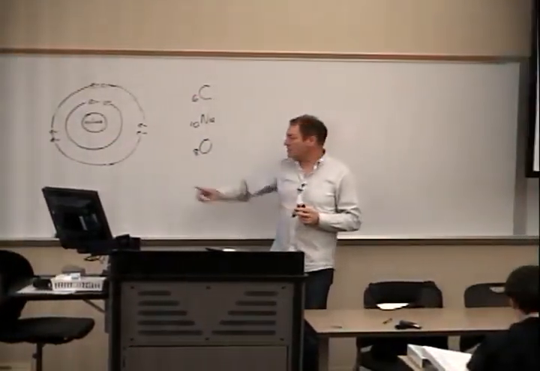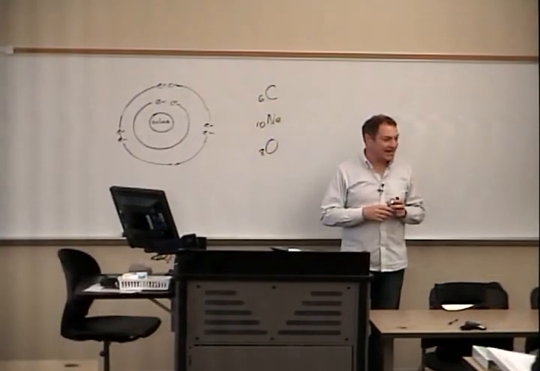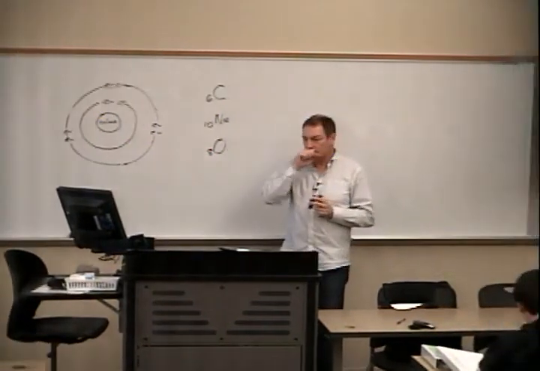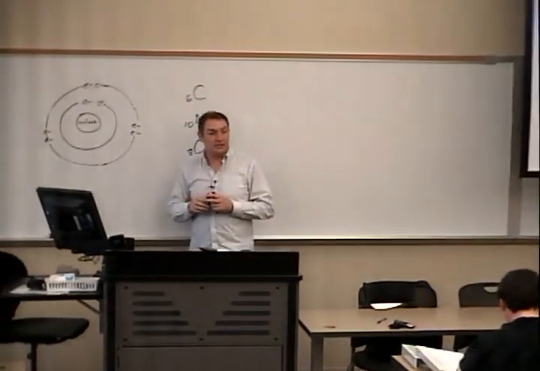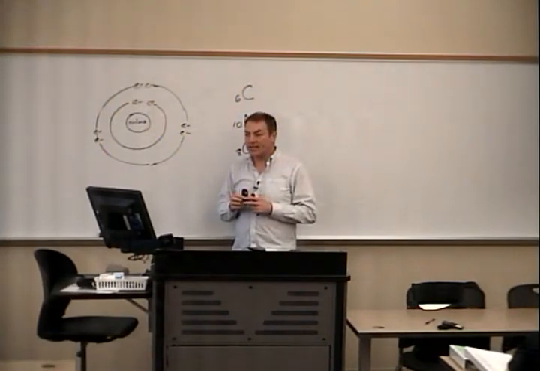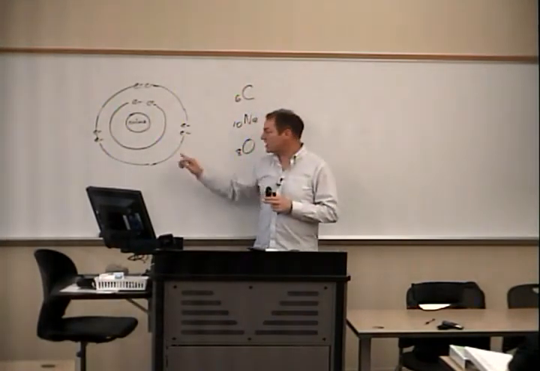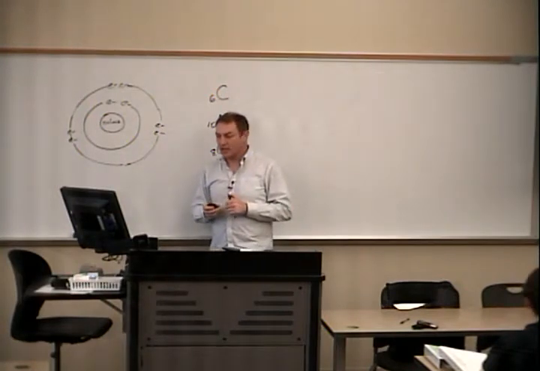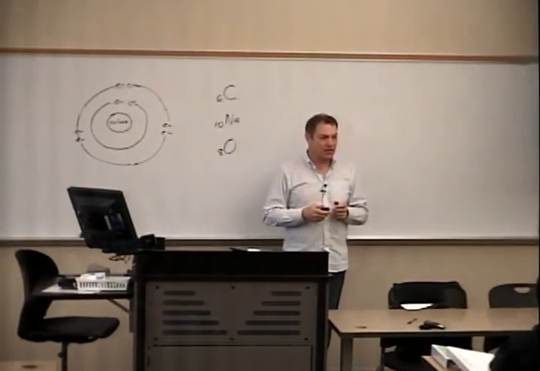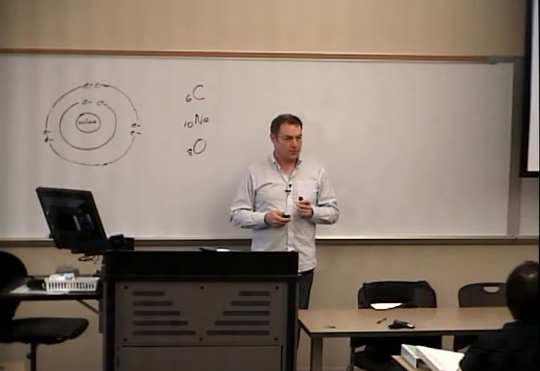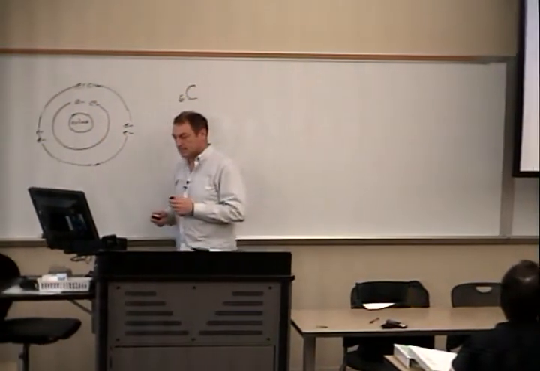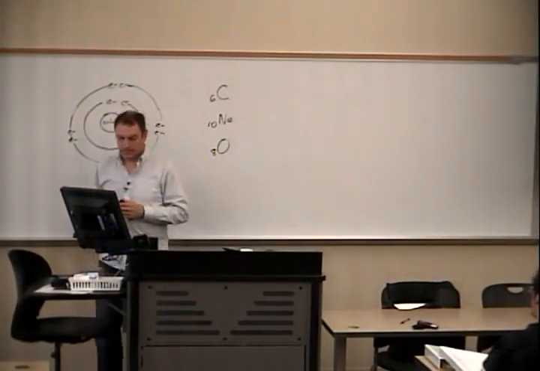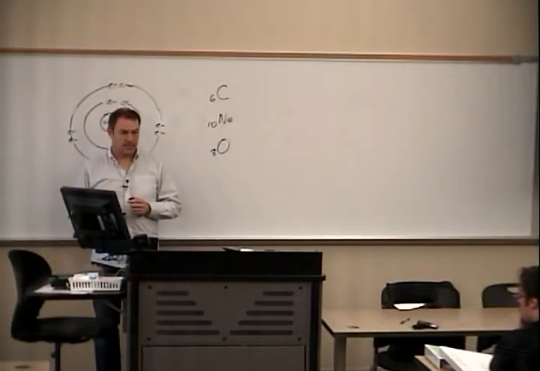So those outer shell electrons are called the valence electrons, and they're usually the ones that are involved in chemical bonding. So outer shell electrons are called the valence electrons, and that outer shell is called the valence shell. So that's for covalent bonds.